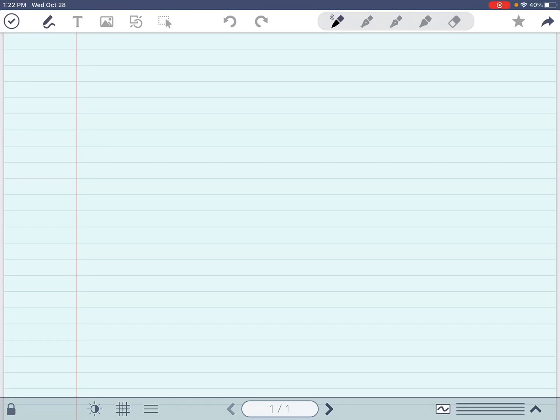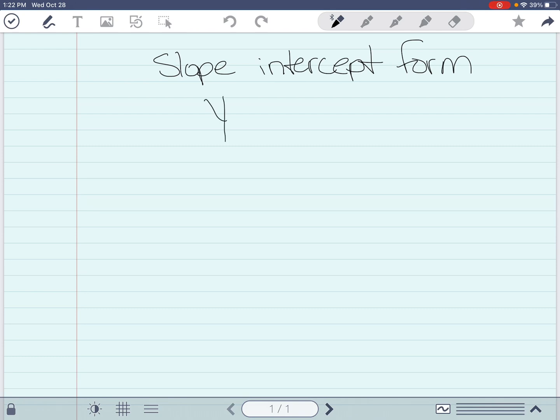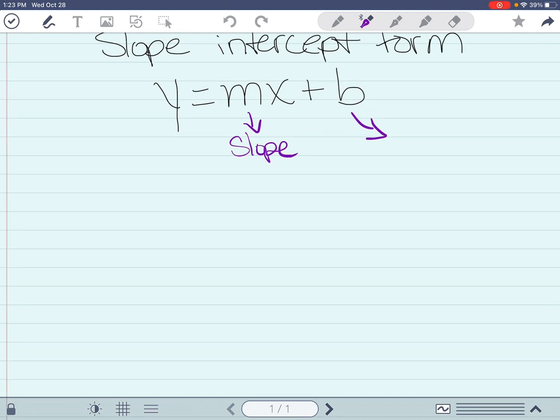This is a quick video to remind you that you can write the equation of a line in slope-intercept form, which is y equals slope times x plus the y-intercept. This is your slope. This is your y-intercept. It's where it crosses the y-axis.